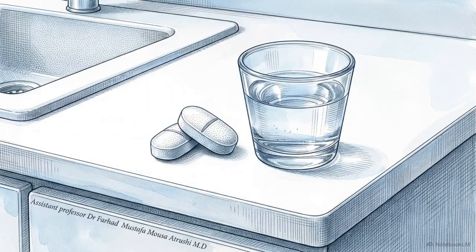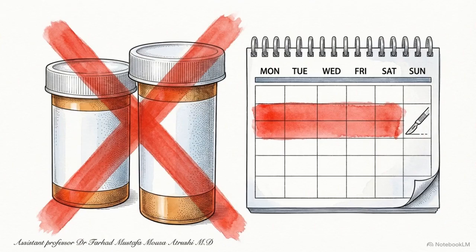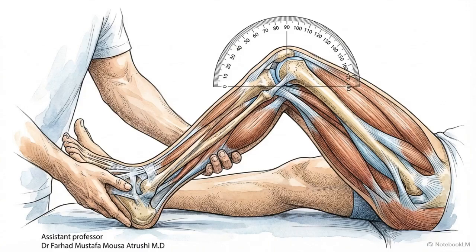The pharmacological protocol utilizes acetaminophen for pain management. However, nonsteroidal anti-inflammatory drugs, like aspirin or ibuprofen, are strictly contraindicated if surgical reconstruction is scheduled within 7 days. Phase 1 of active rehabilitation focuses on safely restoring passive range of motion without exacerbating joint swelling.